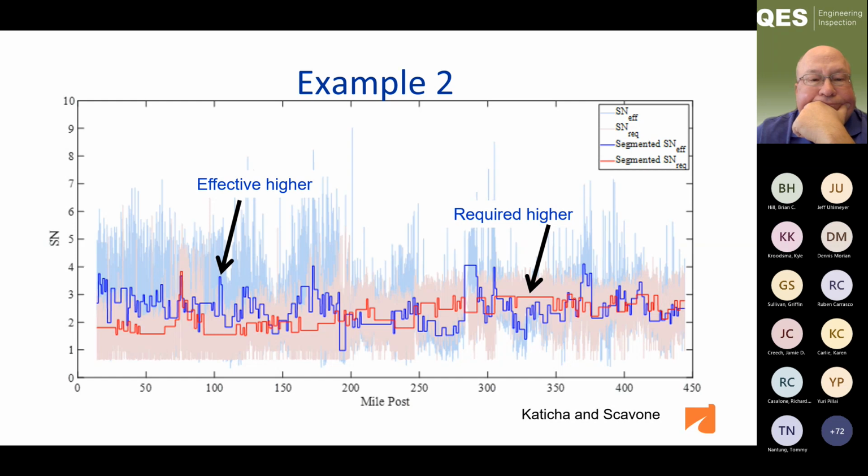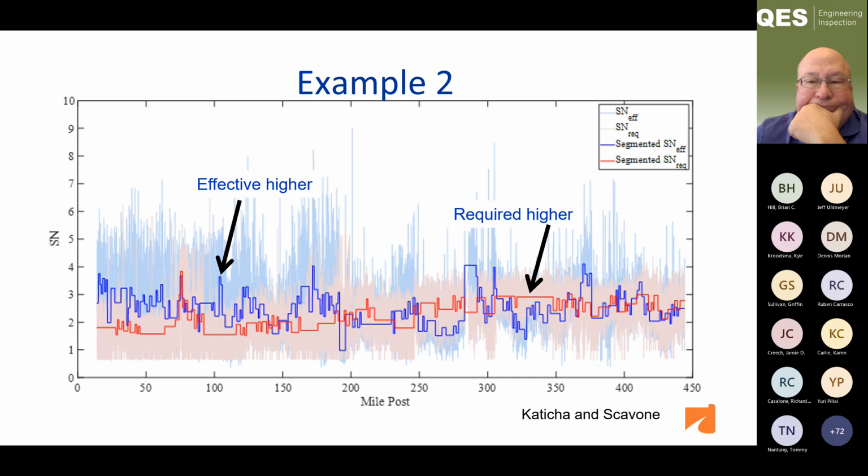A lot of the data here between the 0 and let's say 200 mile post is showing that the effective structural number that we measured is higher than the required. So really no repairs are needed in that area. But if we get over towards the 250 to 300 neighborhood or 300 to 350, you can see that the required value is higher than the effective. So some sort of rehabilitation treatment is likely needed structurally within that area.